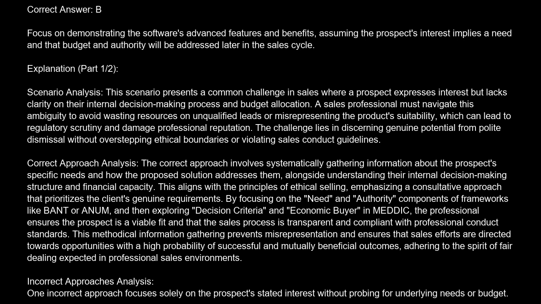This methodical information gathering prevents misrepresentation and ensures that sales efforts are directed towards opportunities with a high probability of successful and mutually beneficial outcomes, adhering to the spirit of fair dealing expected in professional sales environments.